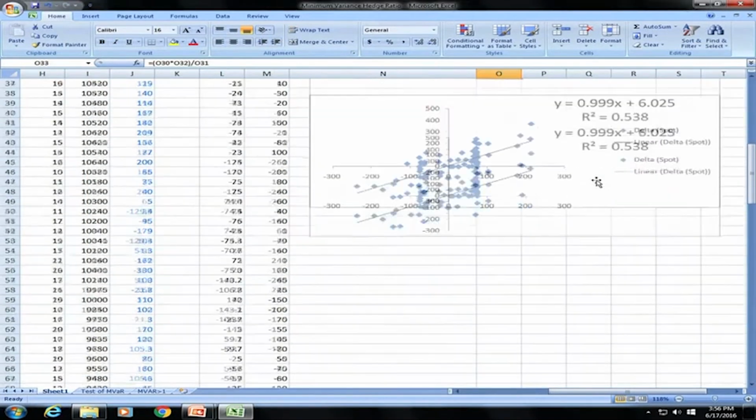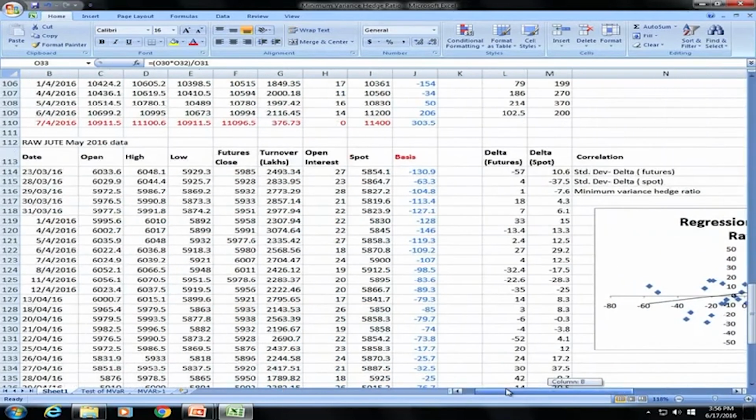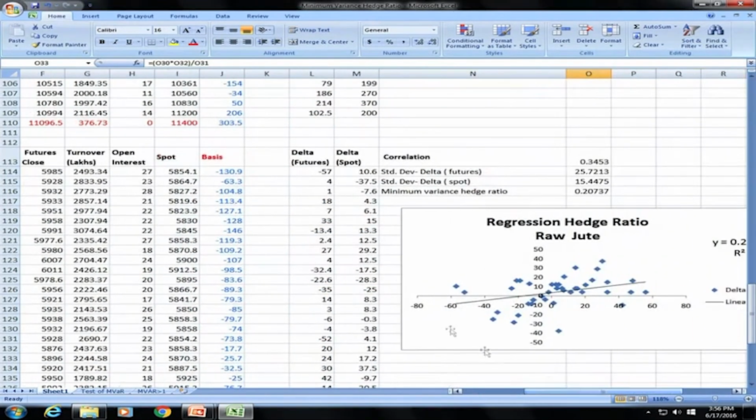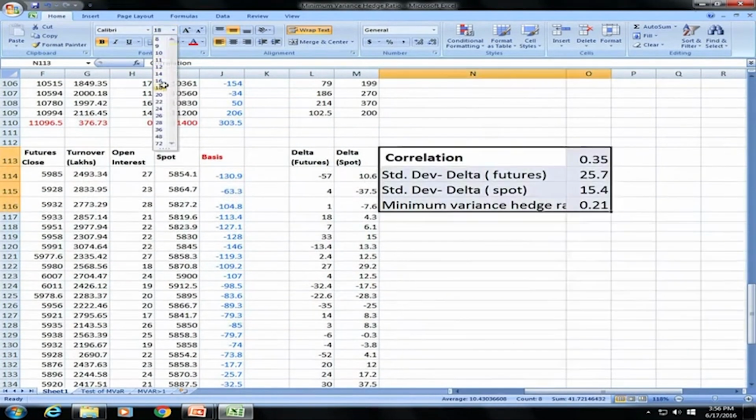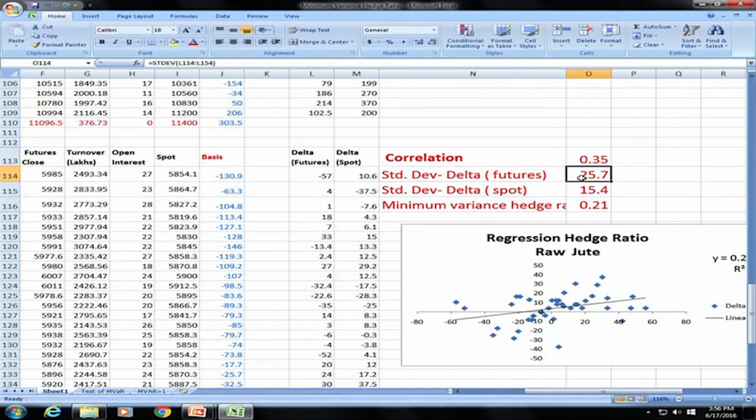So now let's go to another commodity, the third commodity, which is raw jute. In the case of raw jute, let me increase the font size. If you see the raw jute, the correlation is 0.35, the standard deviation of delta futures is 25.7, delta spot is 15.4, and the minimum variance hedge ratio is 0.21.